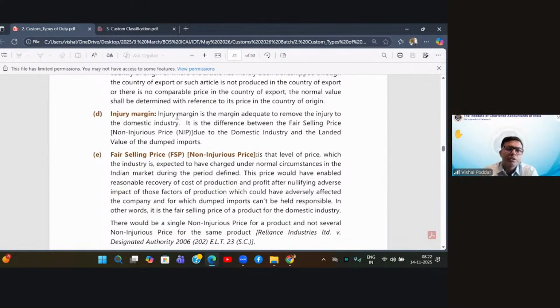Similarly, the other term used is injury margin. It is the margin adequate to remove the injury to the domestic industry. So either the government will find the difference between the normal price of the goods and the reduced price, which is the dumping margin mentioned above, or the government will find the difference between the fair selling price and the landed price. Both are more or less the same.